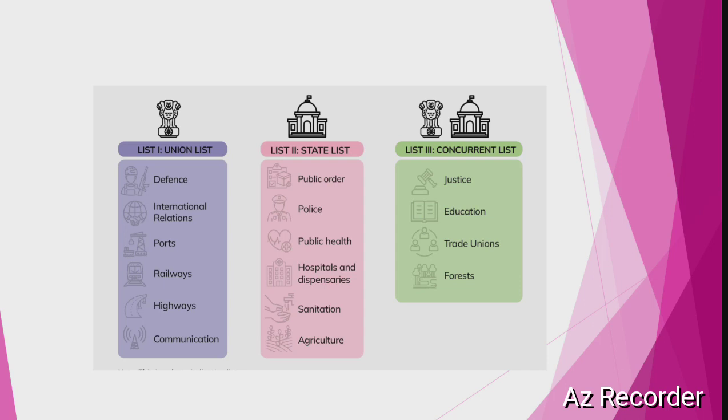The government of India consists of the Union List, State List, and Concurrent List. The Union List consists of defense, international relations, ports, railways, highways, and communication. The State List consists of public order, police, public health, hospitals and dispensaries, sanitation, and agriculture. And the Concurrent List consists of justice, education, trade unions, and forests.